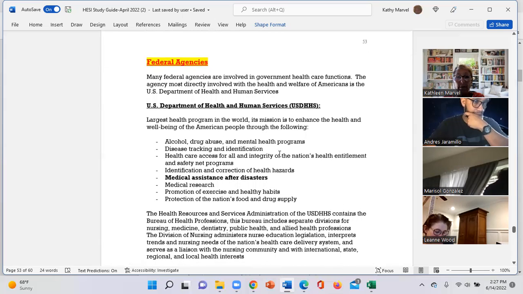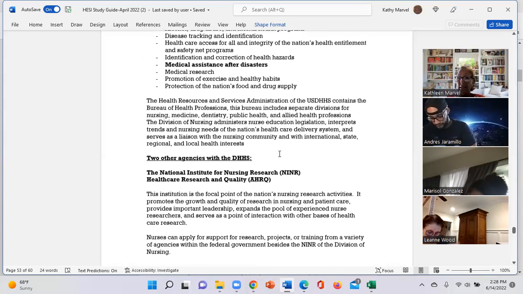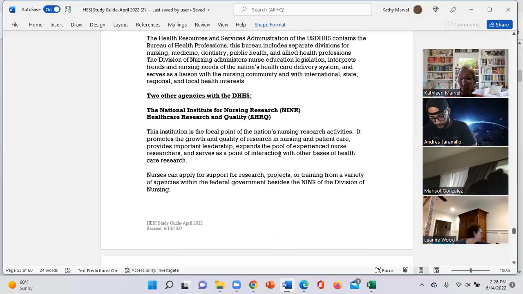Next, there's two left. Next concept would be federal agencies. We talked about these federal agencies. These are the ones that you need to be aware of and what services they provide. Right. So we all know that Department of Health and Human Services is what guides our overall practice. Right. And then we have the CDC, we have the National Institute for Research, we have that Health Research and Quality. Okay.